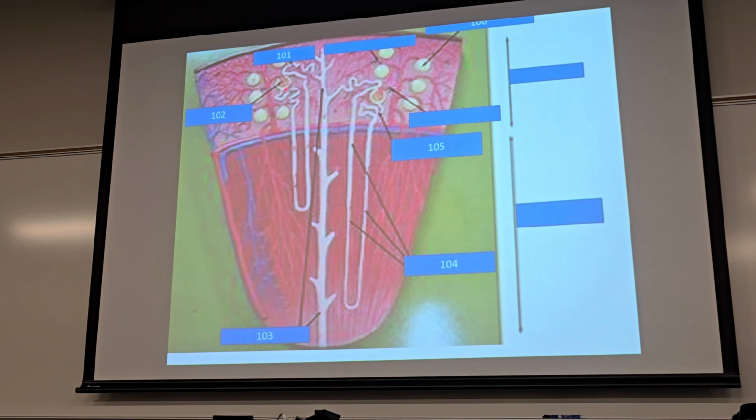What about this one right here? What's it pointing to? Glomerulus. Okay. Okay, what is 104? Loop of Henle. Okay, what is 105? PCT. The proximal convoluted tubule. Right? So leading from the Bowman's capsule has to be proximal. Okay. What about 103? Collecting duct.